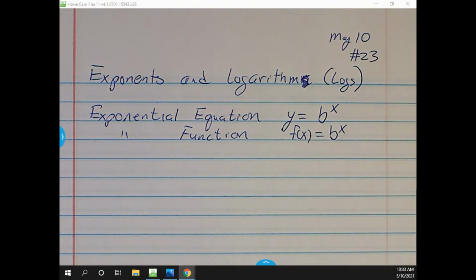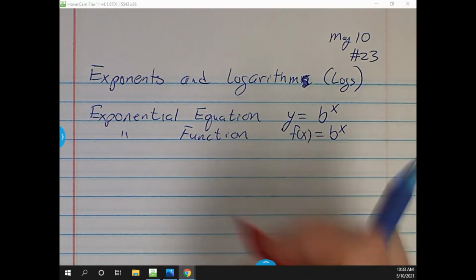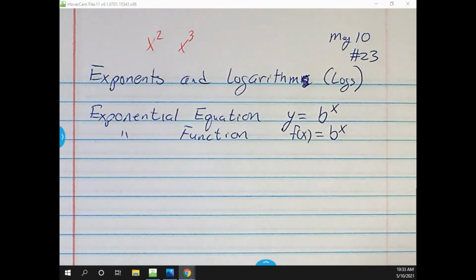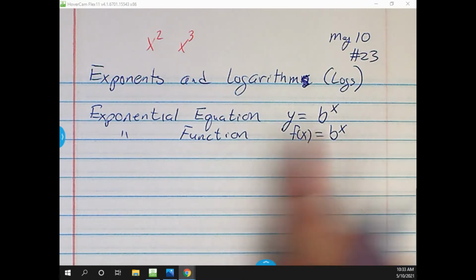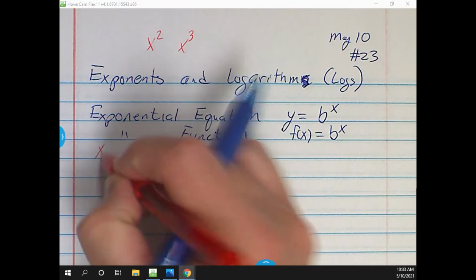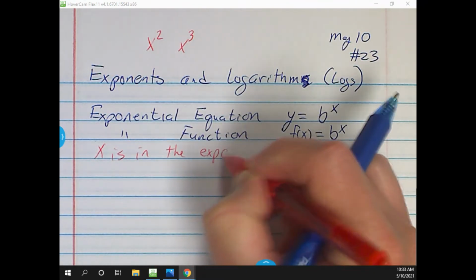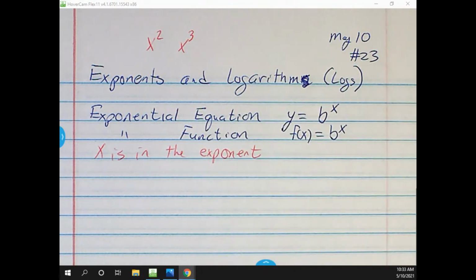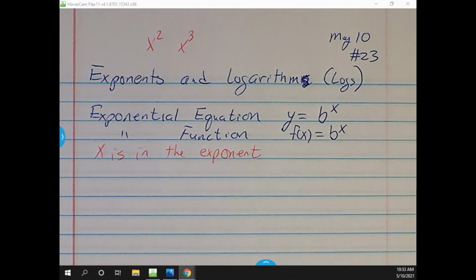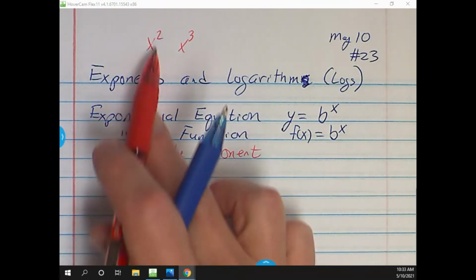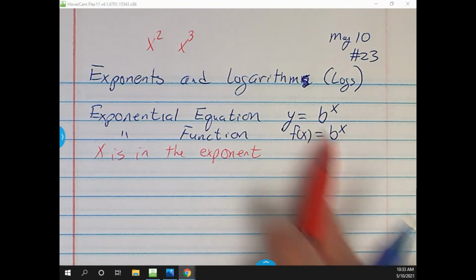All right, now the one big difference is that everything we've done up to this point, we've done x squared or x to the third or the square root of x, where x was the base. Now we've kind of reversed it around. Instead of x being in the base, now x is in the exponent. And that's what makes these different. Now the base is going to be a number.